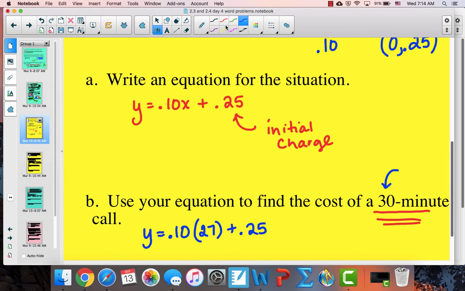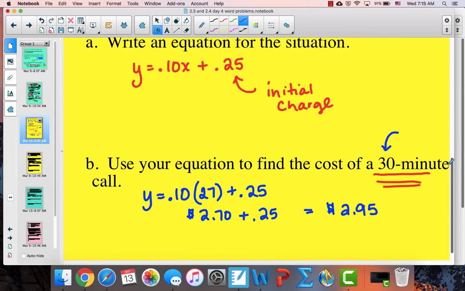So let's see how much this call is going to cost us. 27 times 10 cents is going to give me $2.70, plus 25 cents. So that 30-minute call is going to cost me $2.95. Again, 25 cents for the first 3 minutes, 10 cents for each additional minute.